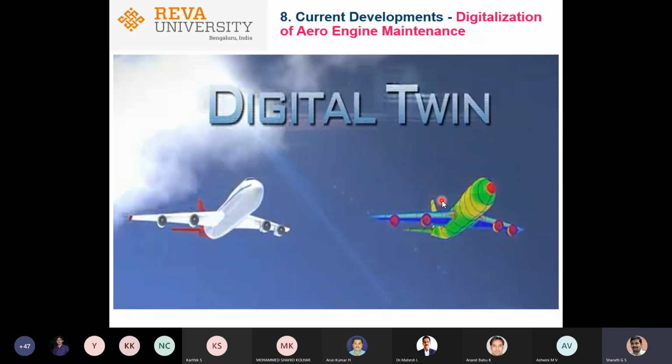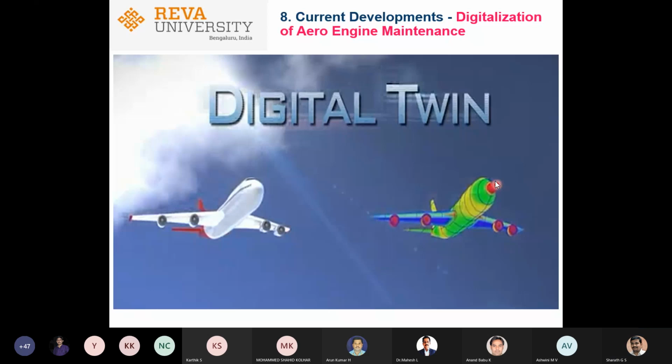Now coming to the digital twin, if you see, there are two aircraft over here, one on the left side, the other one on the right side. The right side one is the digital one, that's a digital twin. The left side one is the physical twin. It is a virtual representation of an aero engine that uses computational models to predict failure and remaining useful life.